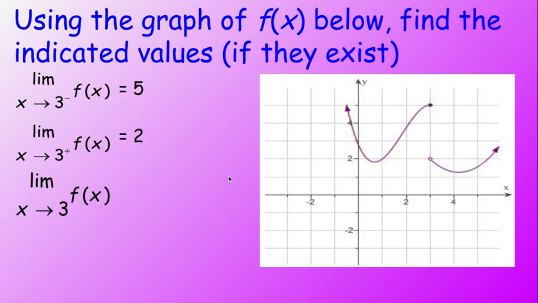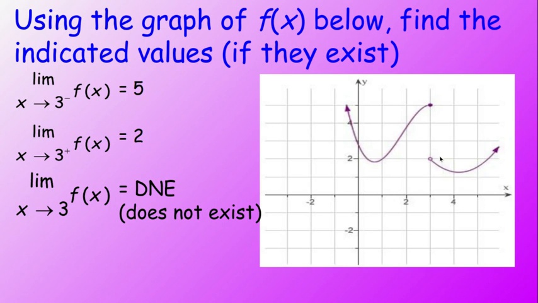Now, if we were asked to find the limit as x goes to 3, since we already evaluated these two individually, we already have our answer. These two are not equal. Therefore, we put DNE, which is an appropriate abbreviation for does not exist.